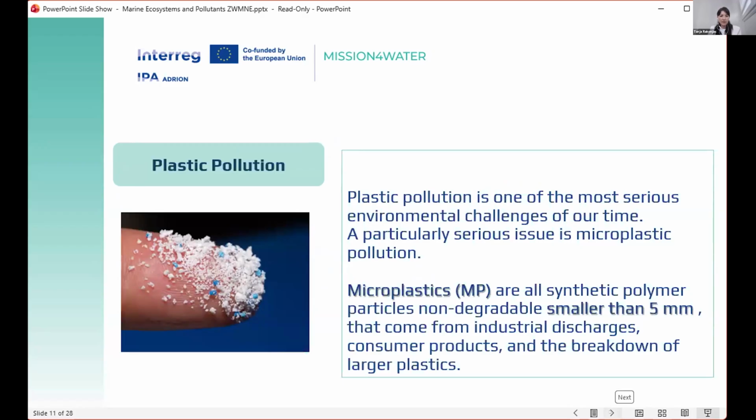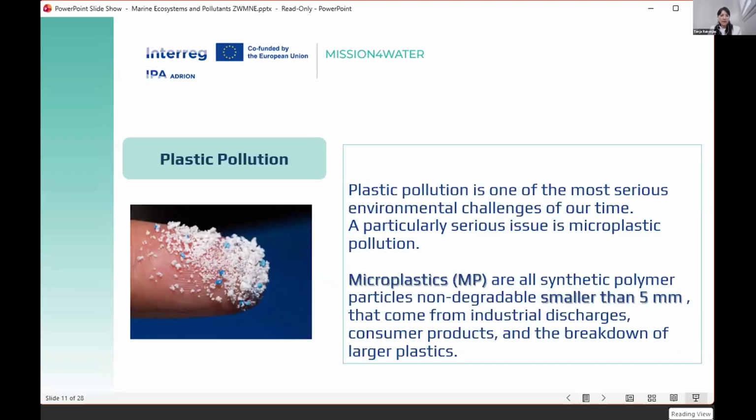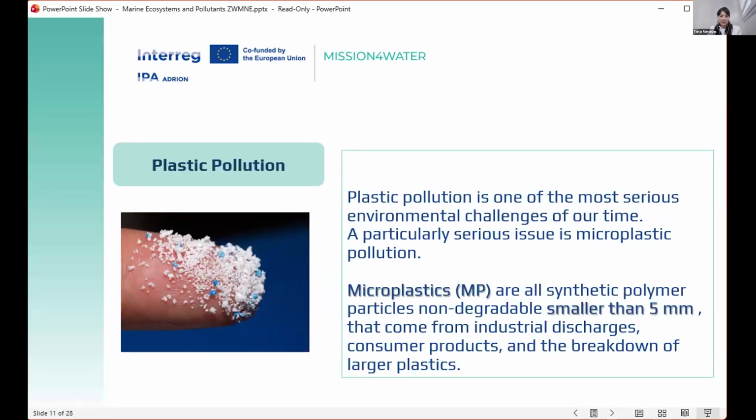Plastic pollution is one of the most serious environmental challenges of our time. A particularly serious issue is microplastic pollution. Microplastics are created through the breakdown of larger plastic items or manufactured directly for use in cosmetics and industrial products. Due to their small size, they easily enter the food chain because many marine organisms mistakenly eat them. We can say that microplastics are all synthetic polymer particles that are non-degradable and smaller than 5 millimeters. They come from industrial discharges, consumer products, and the breakdown of larger plastics.